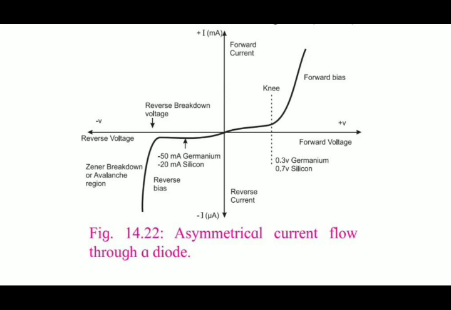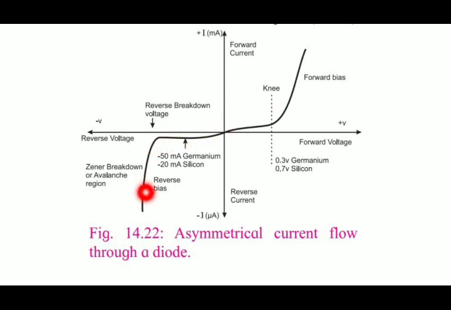The width of the depletion layer decreases with an increase in the applied forward voltage. It increases when a reverse voltage is applied. We have discussed the reason for this earlier. When the polarity of the bias voltage is reversed, the width of the depletion layer changes. This results in an asymmetrical current flow through a diode, as you can see in this graph.